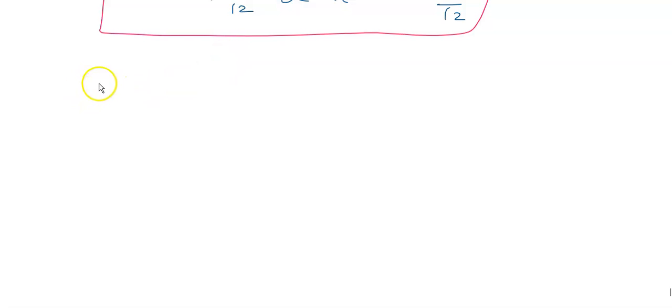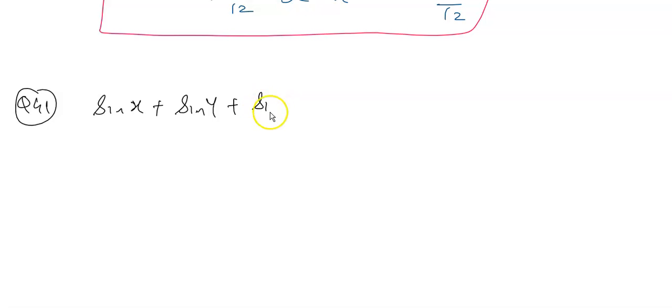Then question number 41. 41 says the equation sin x plus sin y plus sin z is equal to minus 3, where x belongs to 0 to 2 pi, y belongs to 0 to 2 pi, and z also belongs to 0 to 2 pi. If we observe this equation, तो हमें दिख रहा है दैट साइन एक्स प्लस साइन वाई प्लस साइन जेड इक्वल टू माइनस 3 लिखा हुआ है.